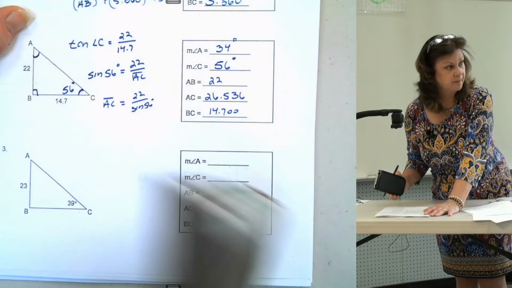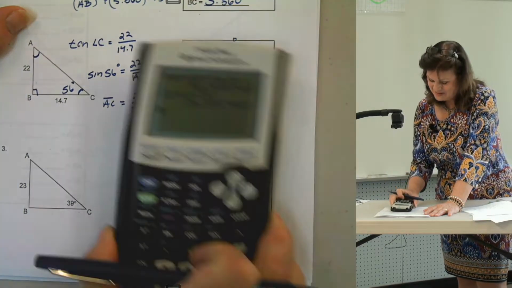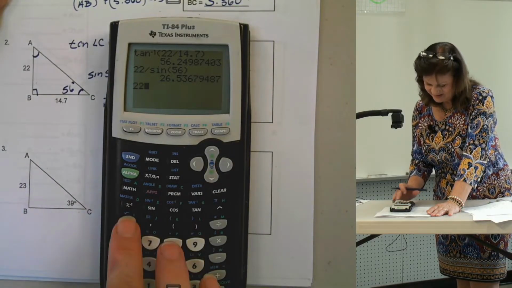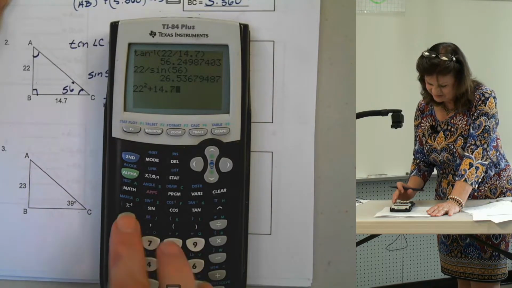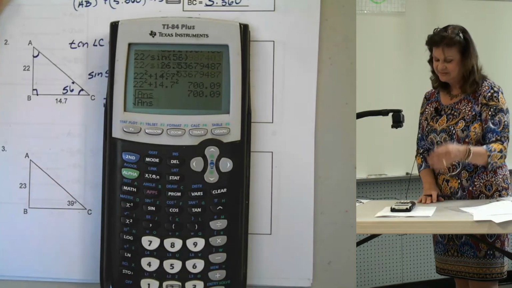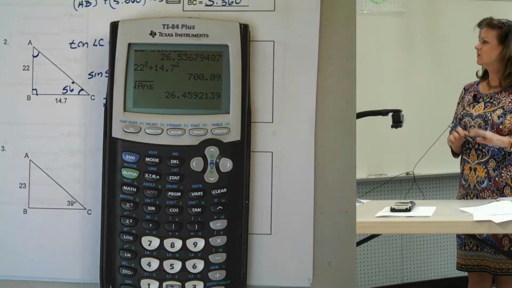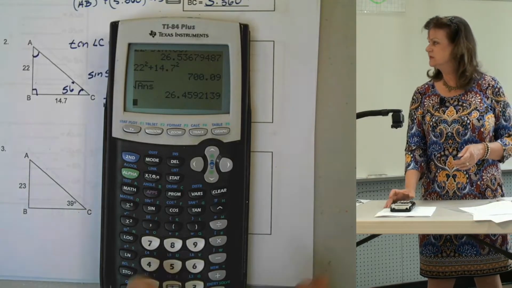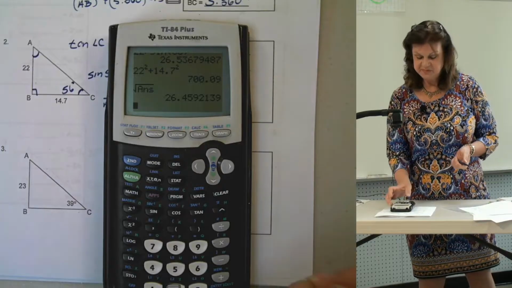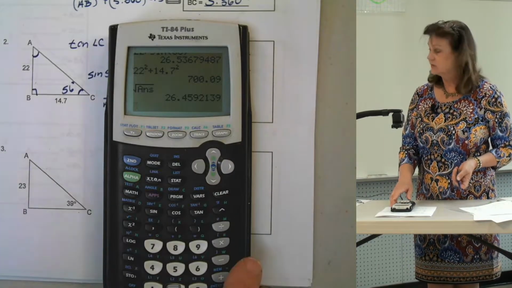26.536. And again, if you had decided to use Pythagorean's theorem, a squared plus b squared, and the square root, of course, is 26. We're off just a little bit, but I wouldn't worry too much about that because you're talking about tenths of a point. It's just rounding at that point where your calculator's rounding.